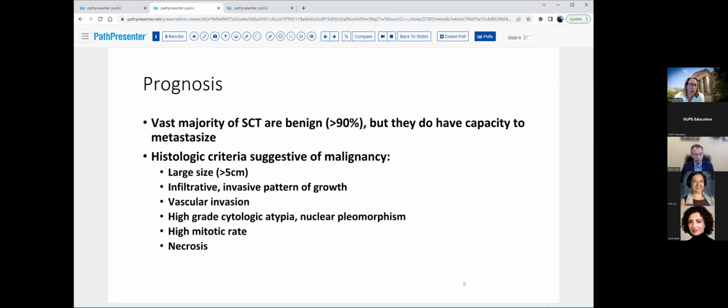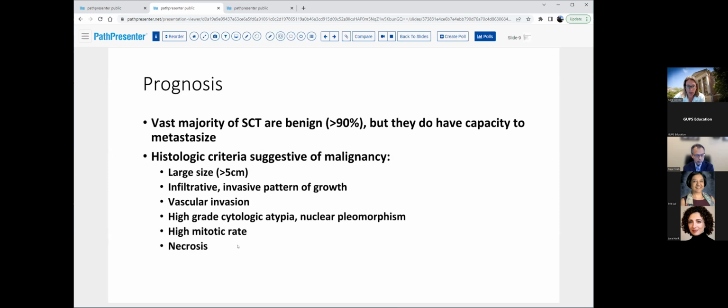So prognostically, the vast majority of Sertoli cell tumors are benign, but they do have the capacity to metastasize. And the proposed criteria that are suggestive of malignancy include large size, greater than 5 centimeters, an infiltrative, invasive pattern of growth, vascular invasion, high-grade cytologic atypia with nuclear pleomorphism, high mitotic rate, and necrosis. So in terms of what do you do with these criteria if they're absent? I think it is standard to say Sertoli cell tumor, see note, no evidence of the adverse features 1 through 6 are seen.